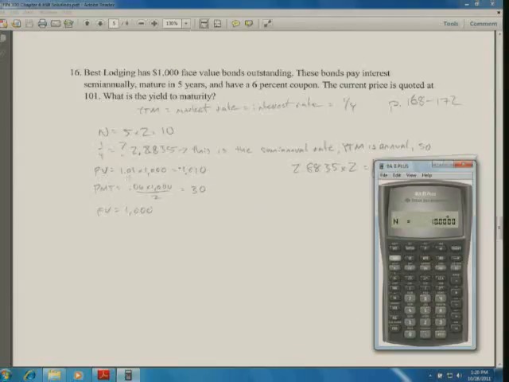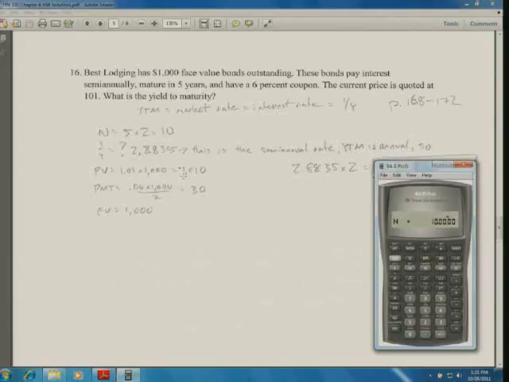I/Y is what we're looking for, so I'm going to skip over that for now. For our present value, we have to do a little calculation because it tells us the price is quoted at 101. This is not a treasury bond, this is Best Lodging, some company, so it's not in 32nds. There's no decimal place here anyway. The bond is selling for 101% of par, 101% of the face value. So to find the present value, we do 1.01 times 1,000. It tells us the bond is selling for $1,010.